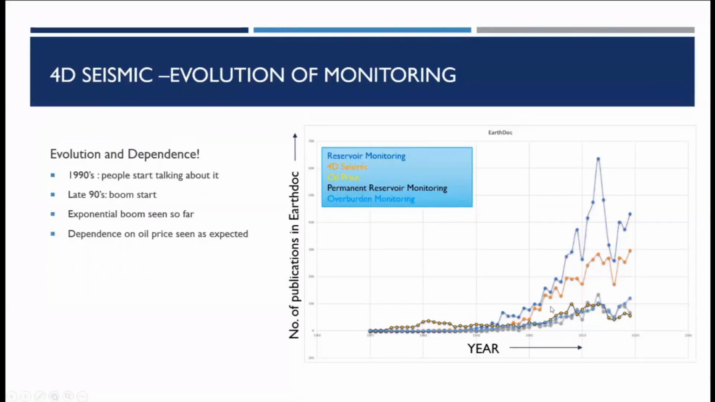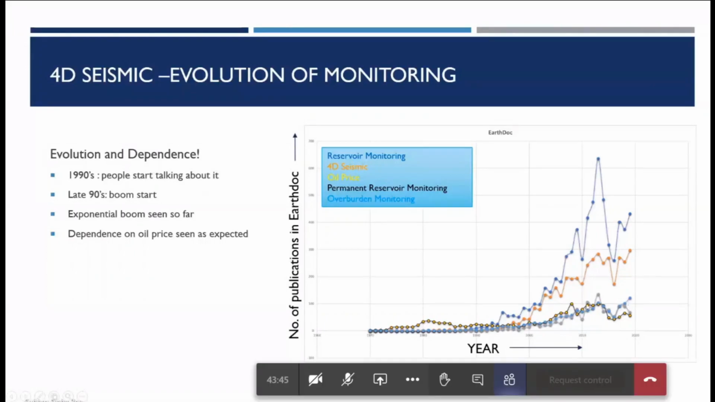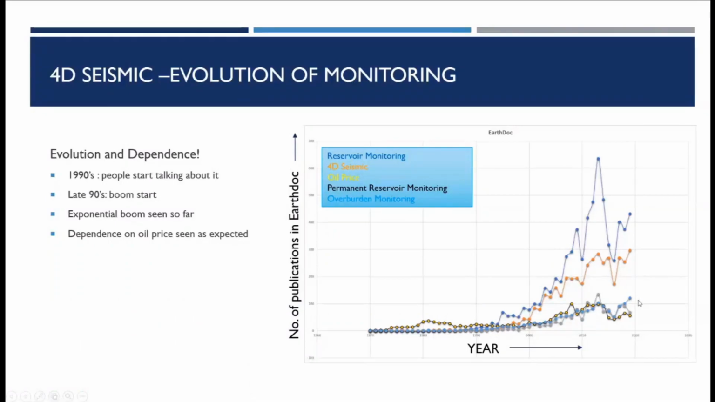But there is, of course, when it comes to overburden monitoring, we see that there are more publications coming of late. People are getting aware of it. And I'll introduce overburden monitoring a bit later on.